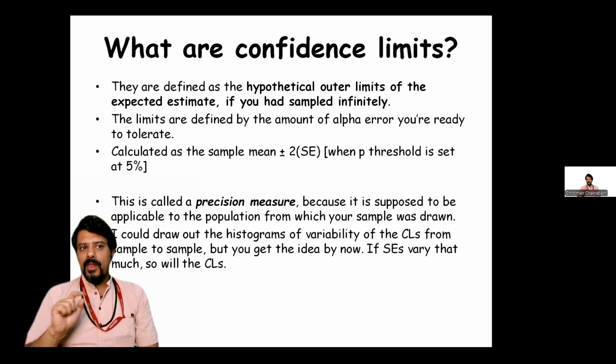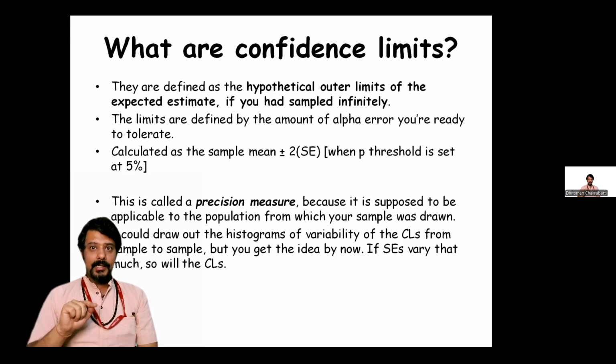Now this technically is a precision measure, because it has not as much to do with your sample as it has to do with extrapolation of your sample data to the population. Again, let's recap. You have gotten some estimate from your sample. You want to extrapolate it to the population. For extrapolating to the population, you have to be certain of your result. For being certain of your result, you need to be able to calculate the error in estimation.